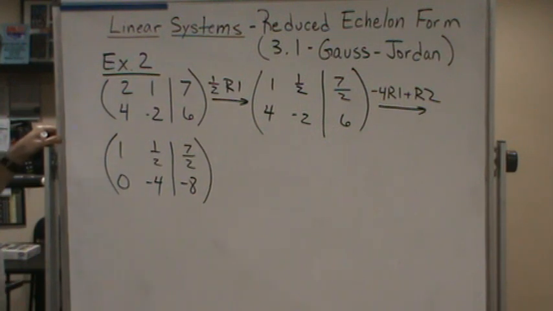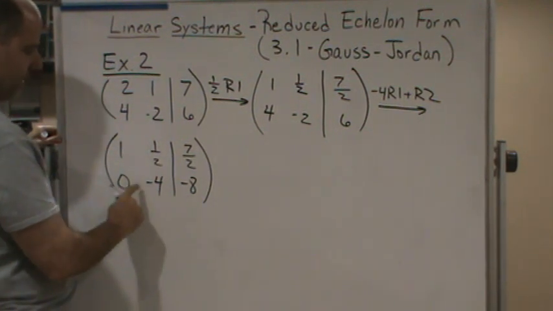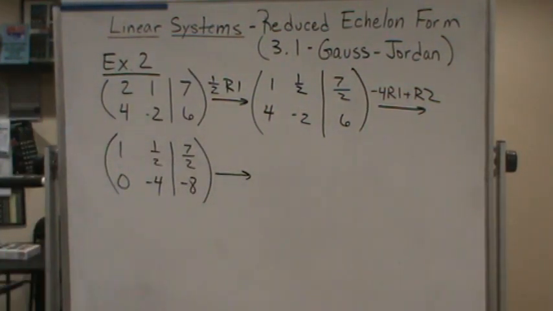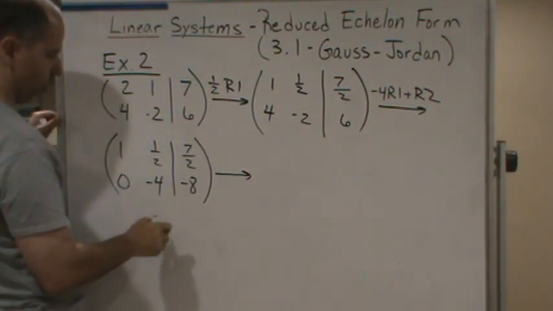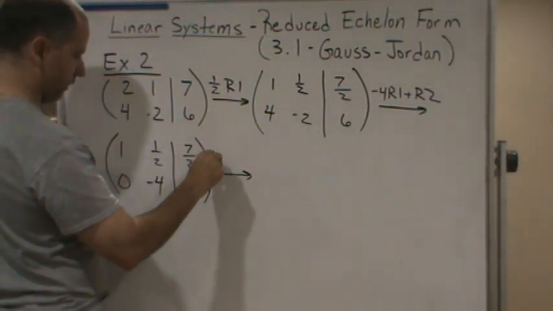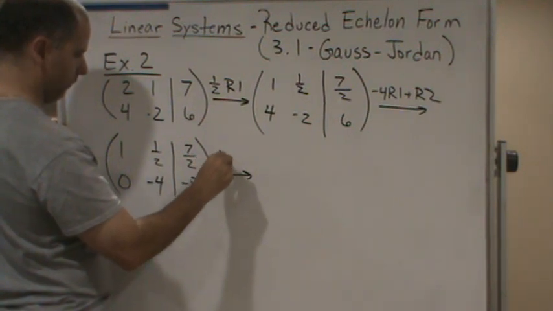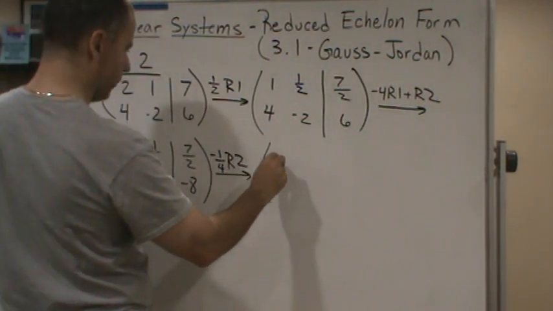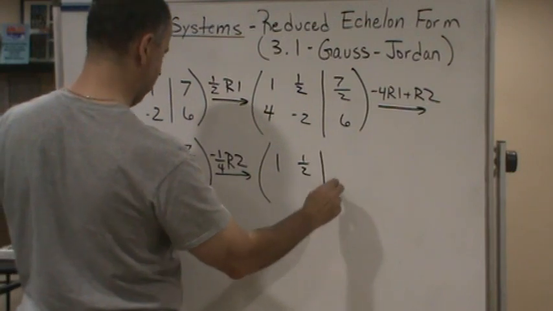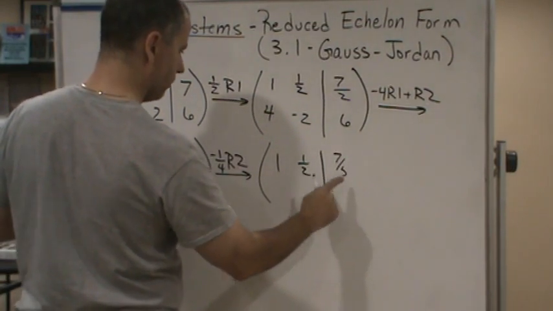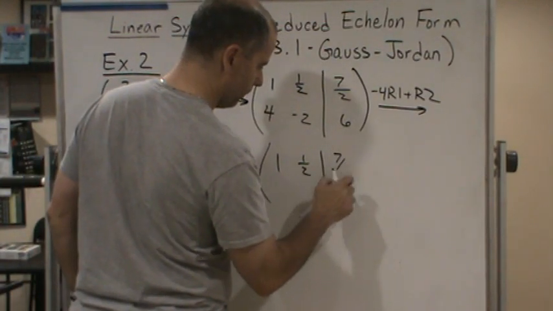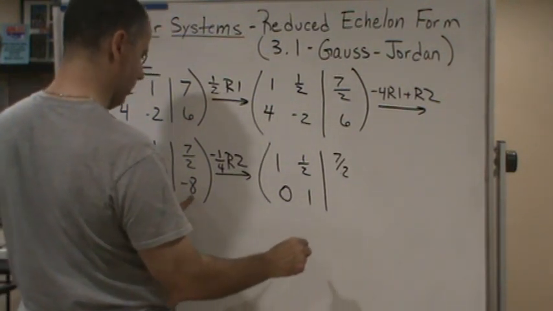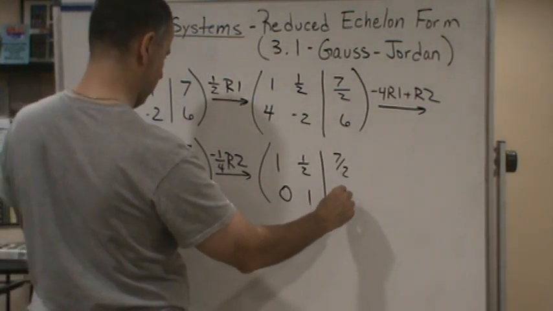Okay, now what I'm going to do is divide this by -4, because I want to make this into a 1. So I'm going to do -1/4 times row 2. And so that's going to give me 1, 1/2, 7/2, 0, 1, 2.